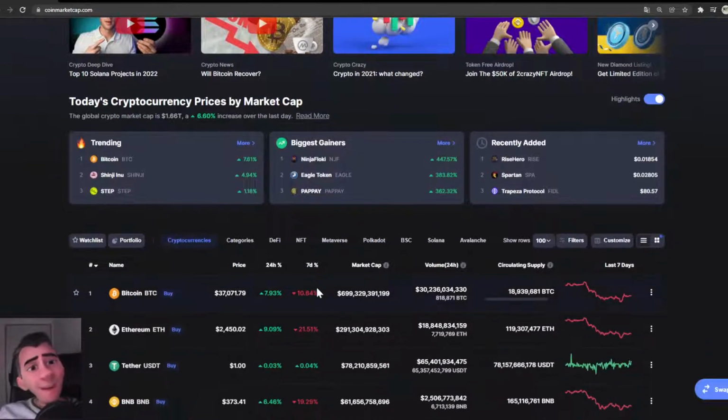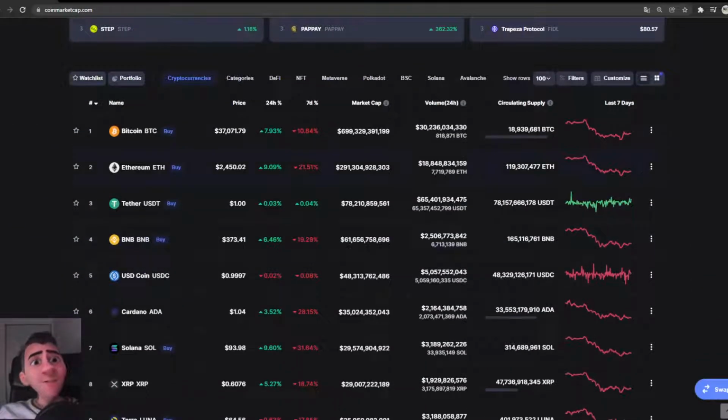Here is CoinMarketCap. And what can we see here? Really nice, guys, really nice. My trade is working perfectly. 8% in the plus in 24 hours. We will check this soon. You can see Bitcoin is going down 11% in 7 days.